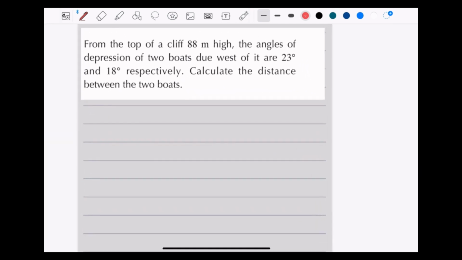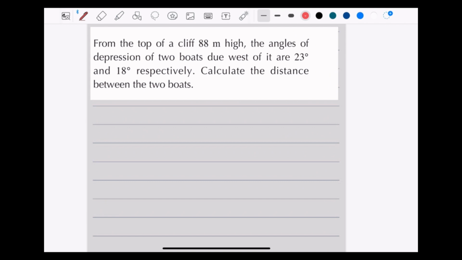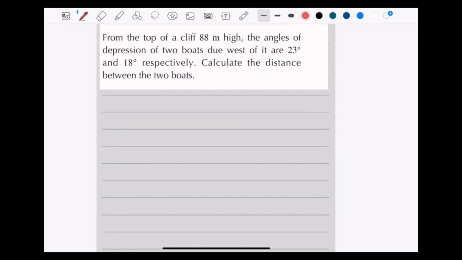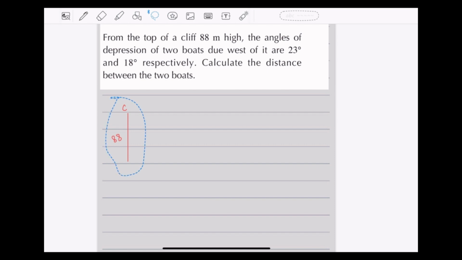Let's take a look at another question here. In these type of questions, the first step is to make a rough diagram of your understanding. From the top of a cliff 88 meters high, let's say this is the cliff here, 88 meters high, and this is, let's call it height as C. The angles of depression of two boats due west. Since it is due west, let's try to take this diagram here. Of it are 18 and 23.